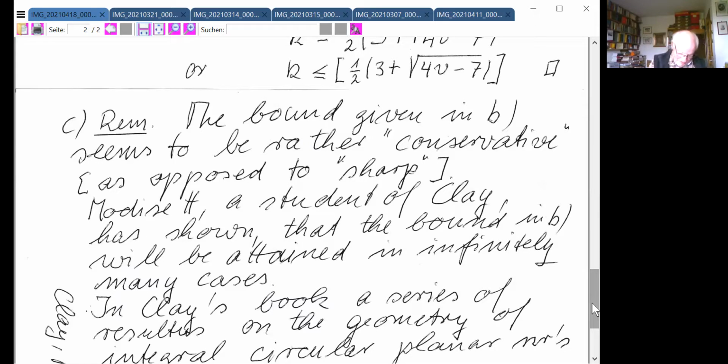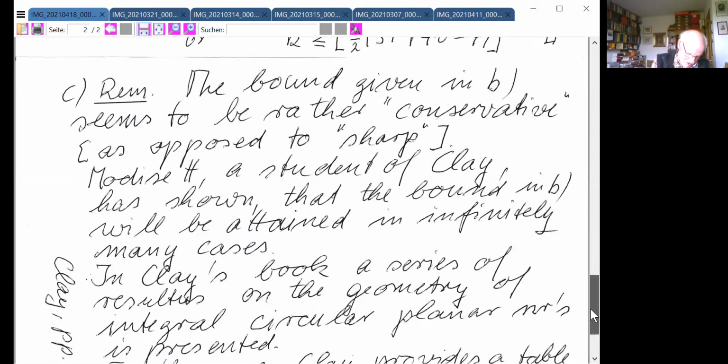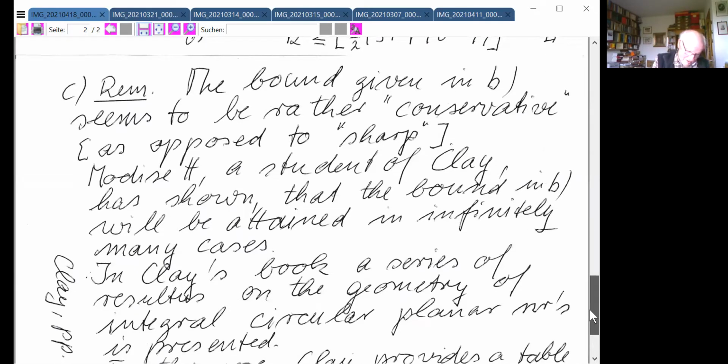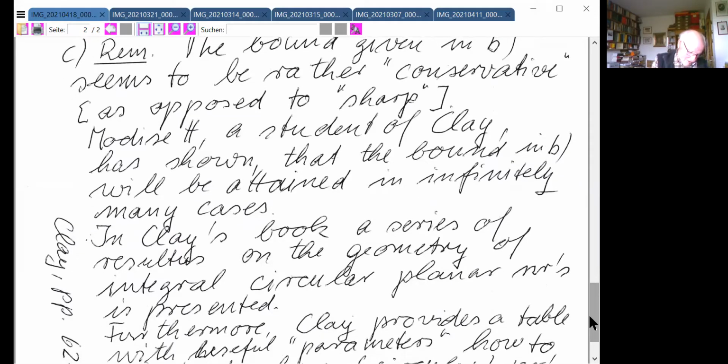So maybe we could do much better. We can have a much greater k, even in a circular planar near-ring, but for infinitely many cases, this bound is sharp. All right.